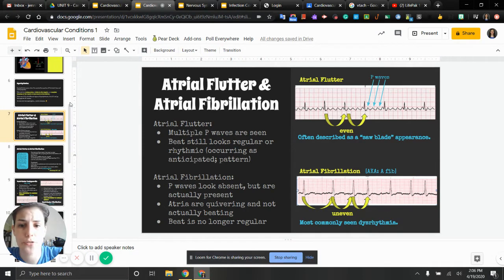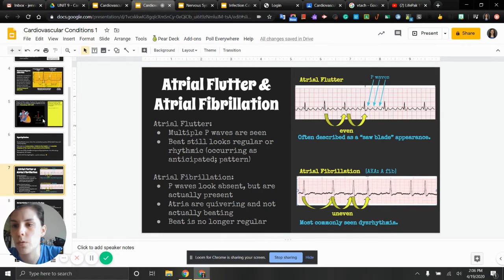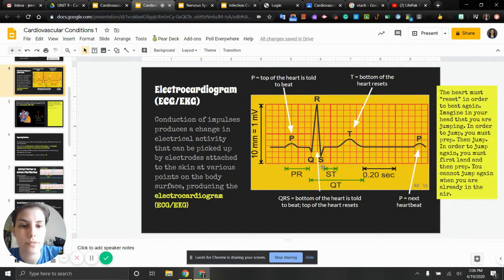Okay, so with atrial flutter, you can see all of these various P waves in here, okay? So you see 1, 2, 3 P waves to a QRS, okay? Now let's go back to normal real fast. How many P waves do you see for every QRS in this one?